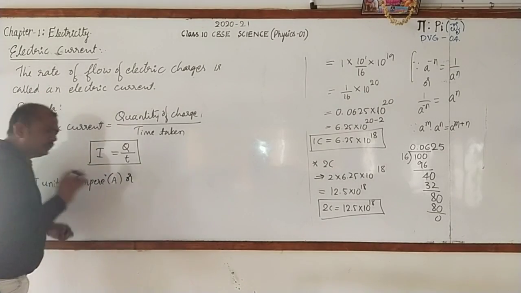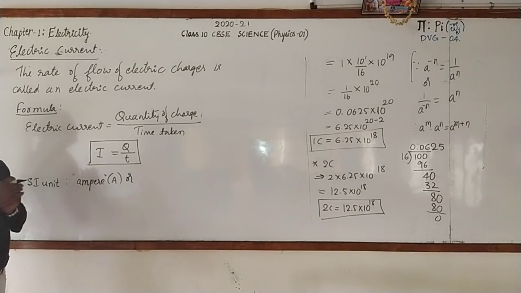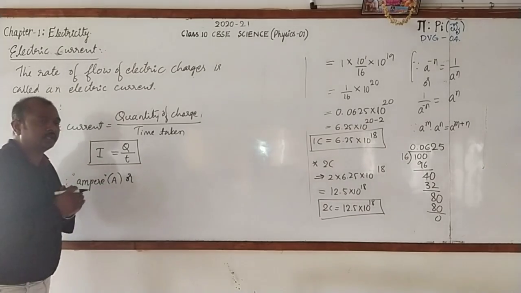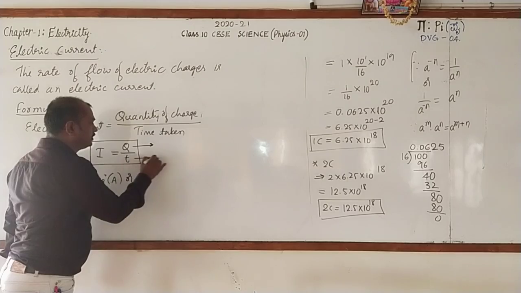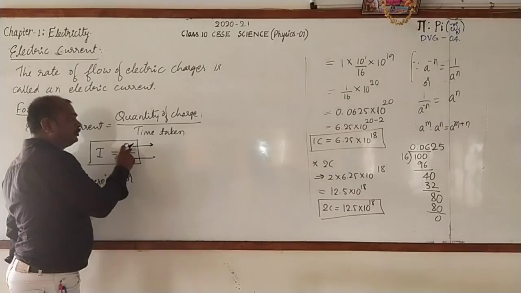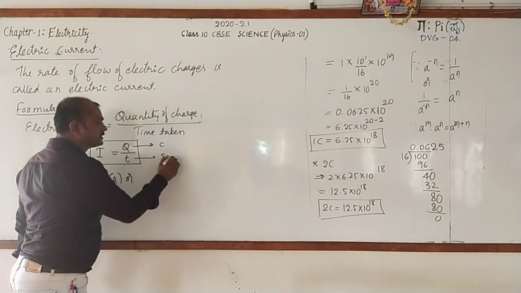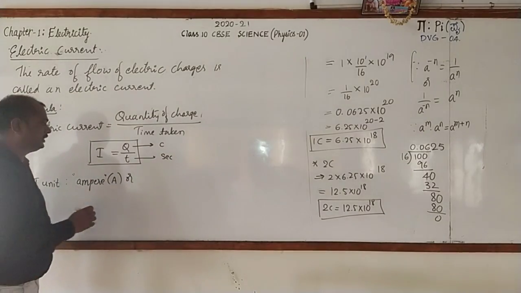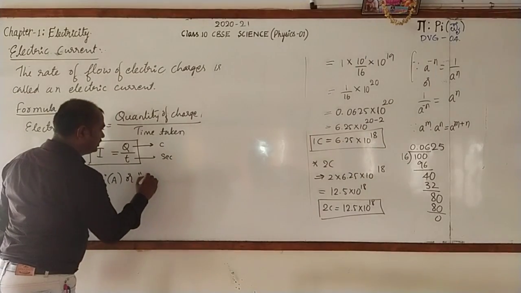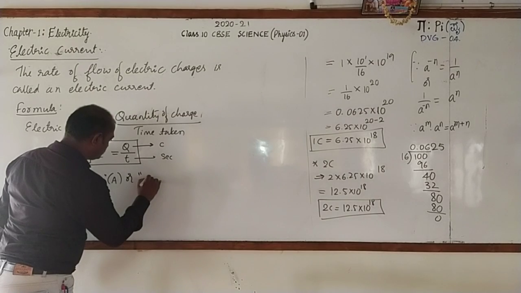Now, do you know what is the actual unit of electric current? To know that, we have to use the formula. What is the unit of the charge? It is coulomb. What is the unit of time? Second. Hence, we can write it as coulomb.